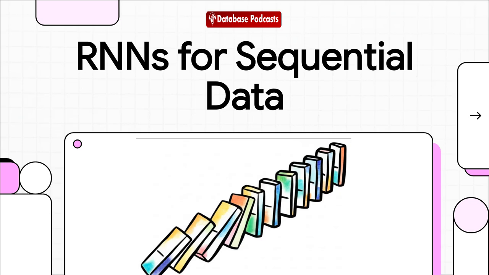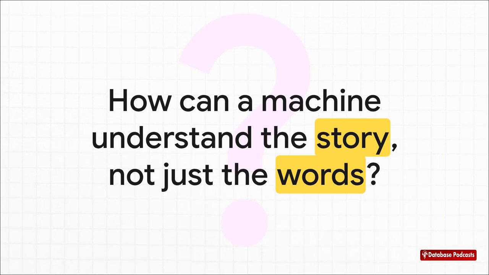All right, let's dive into something pretty cool in the world of AI. We're going to talk about how a machine can learn to understand not just words, but the story they tell together. We're breaking down the tech that makes it all happen, recurrent neural networks, or RNNs for short. So, let's kick things off with a big question.